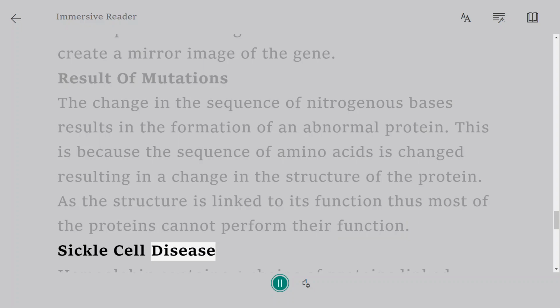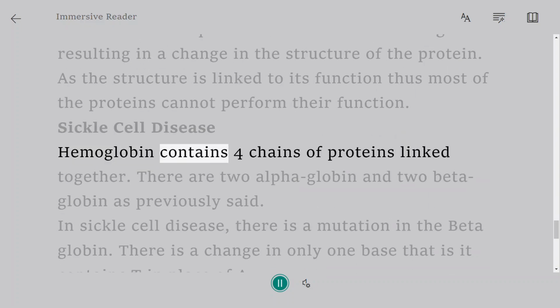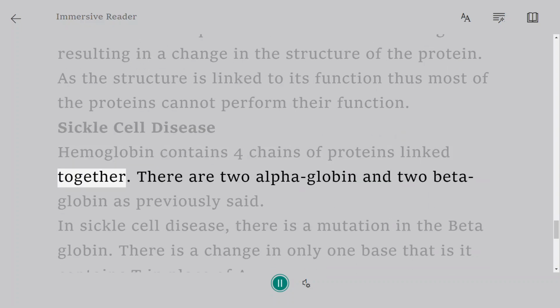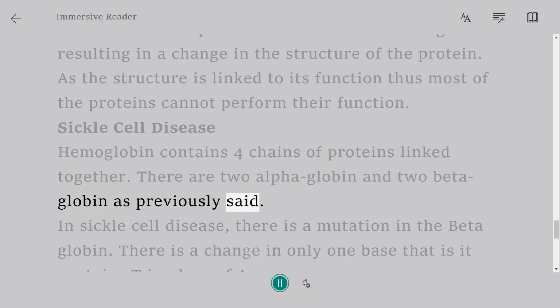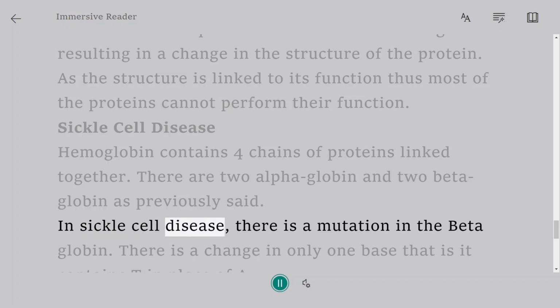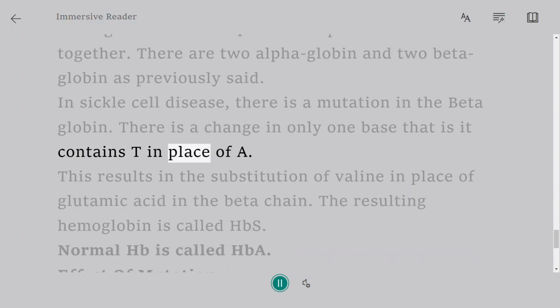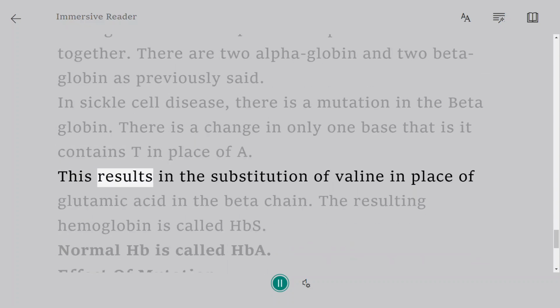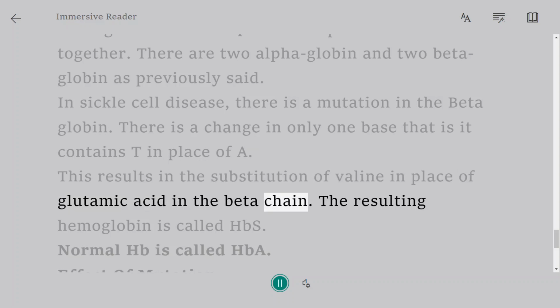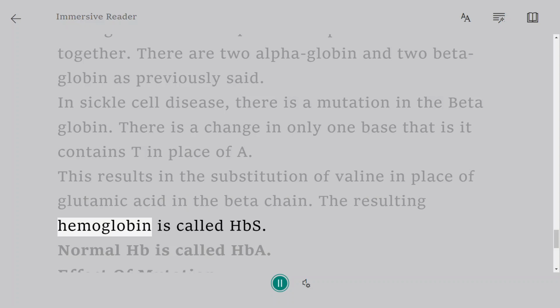Sickle cell disease. Hemoglobin contains 4 chains of proteins linked together. There are 2 alpha globin and 2 beta globin, as previously said. In sickle cell disease, there is a mutation in the beta globin. There is a change in only one base, that is, it contains T in place of A. This results in the substitution of valine in place of glutamic acid in the beta chain. The resulting hemoglobin is called HbS. Normal Hb is called HbA.